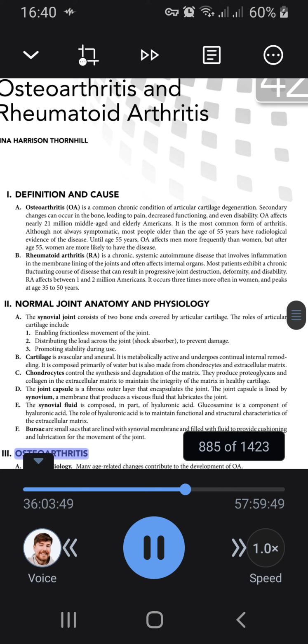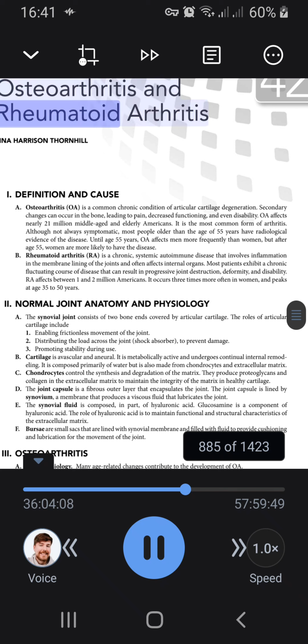3. Osteoarthritis. A. Pathophysiology. Many age-related changes contribute to the development of OA. 1. The strength of tendons, ligaments, and muscles declines with advancing age and may contribute to the development of the disease. 2. The number of chondrocytes declines owing to apoptosis, cell death, decreased proliferation, or both.